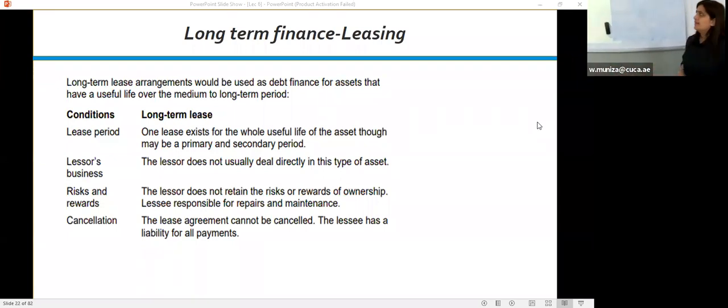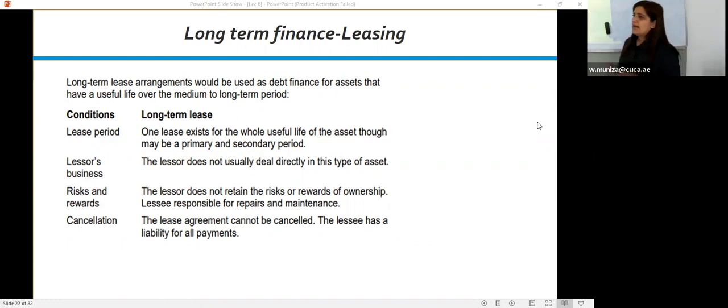Now, under long-term finance, students, we do have long-term leasing as well, which, contrary to the short-term leasing, will have a lease period of more than 50 years. So it will be for most of the useful working life of the asset. For most of the useful life of the asset, it is going to be rented.